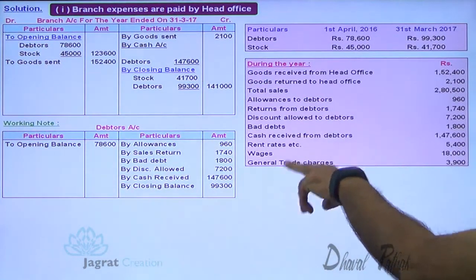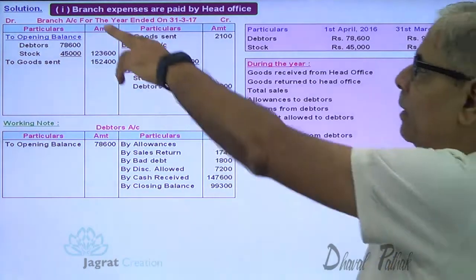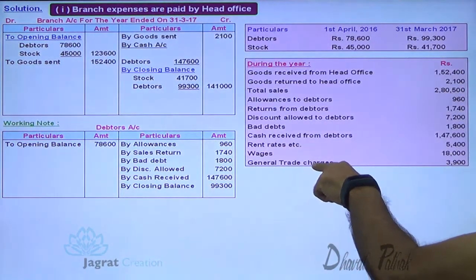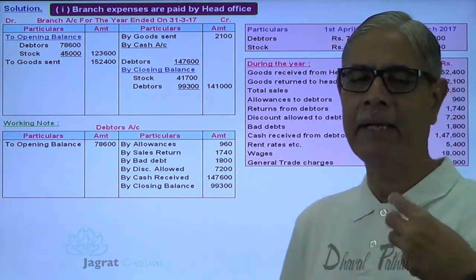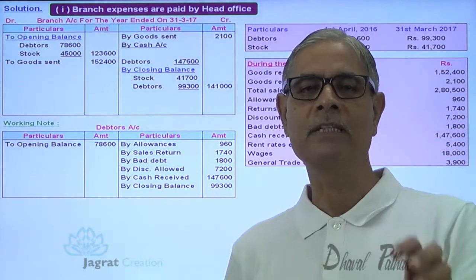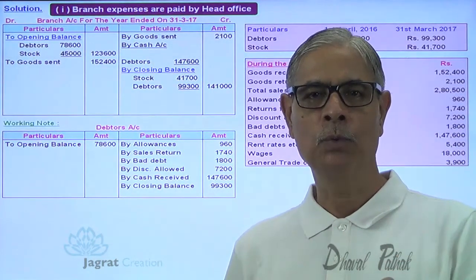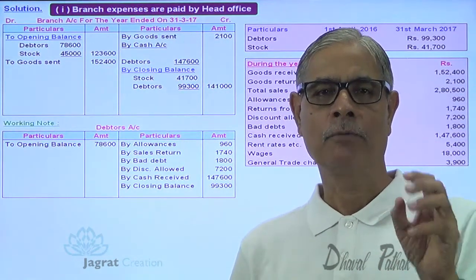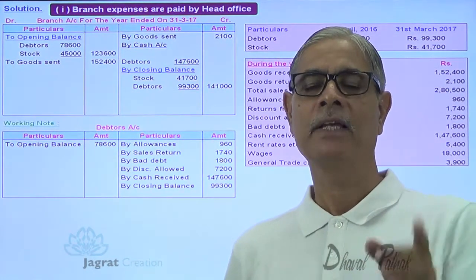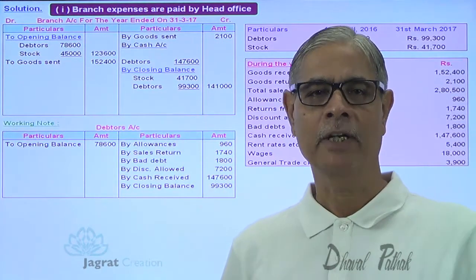Now after that all the expenses are there. The branch expenses are paid by head office, so rent, rates, wages and trade charges are paid by HO. HO pays, cash goes out, cash account is to be credited. And for all these expenses, the value paid and the payment made there against is for the branch. Branch is the receiver, debit the receiver.